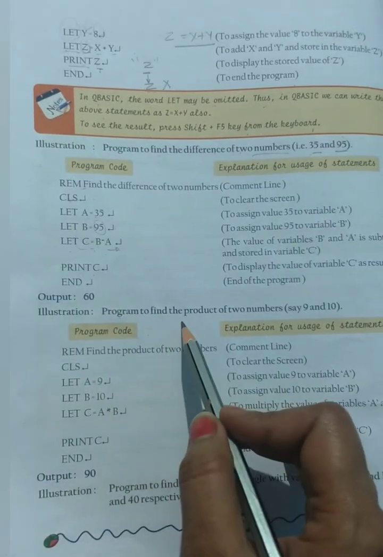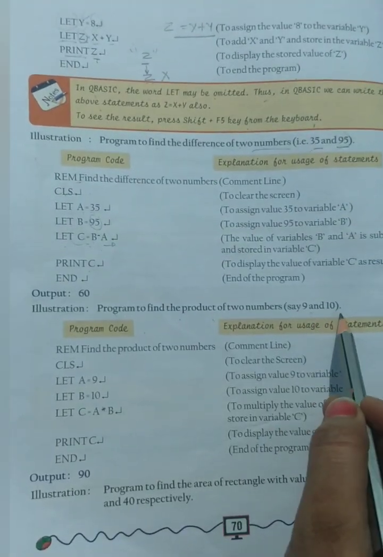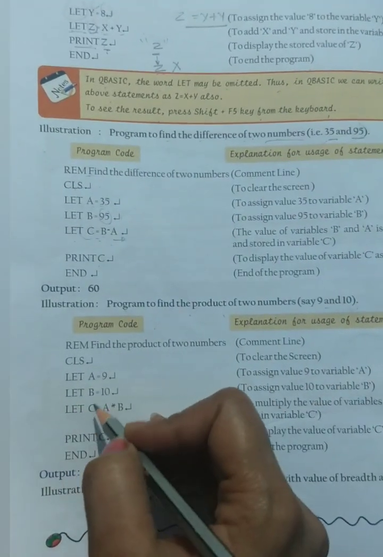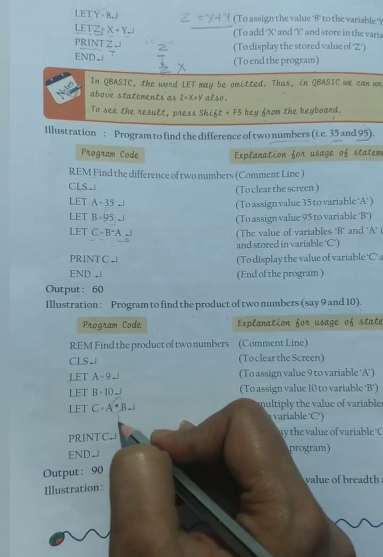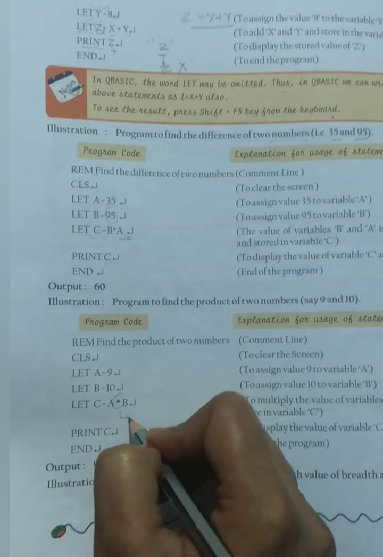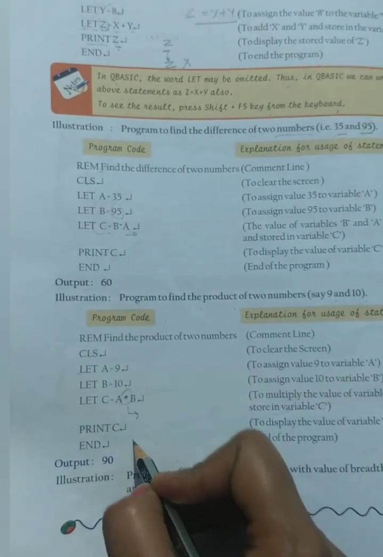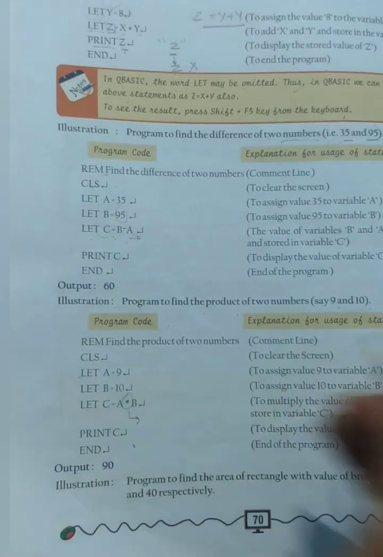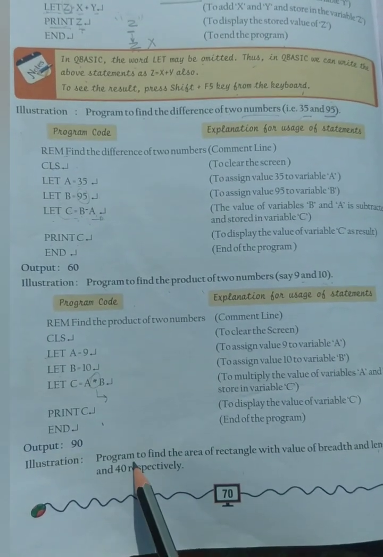Same way it is written in the next program, where you have to find the product of two numbers, that is 9 and 10. Same way you will do it again with the let statement, and after that you will change the mathematical operator. Here we use the minus sign, and if we have to find the product, then we will use the multiplication sign. Now see the next program.